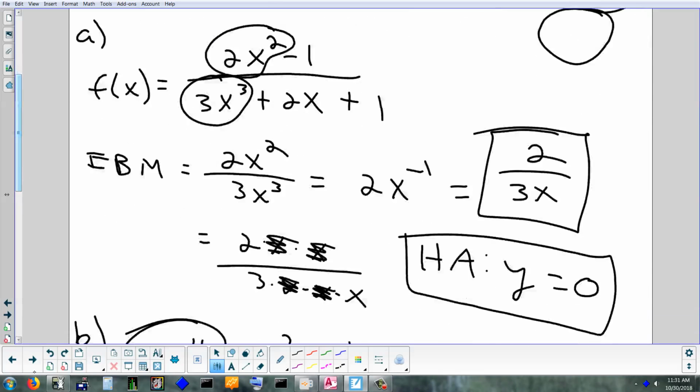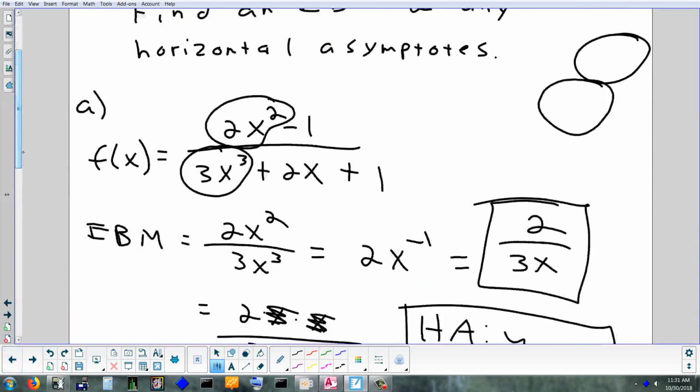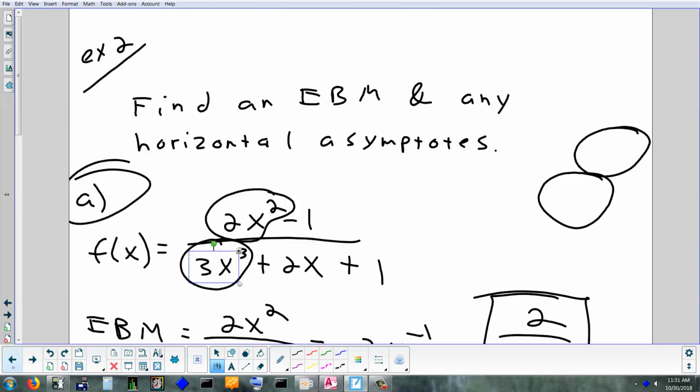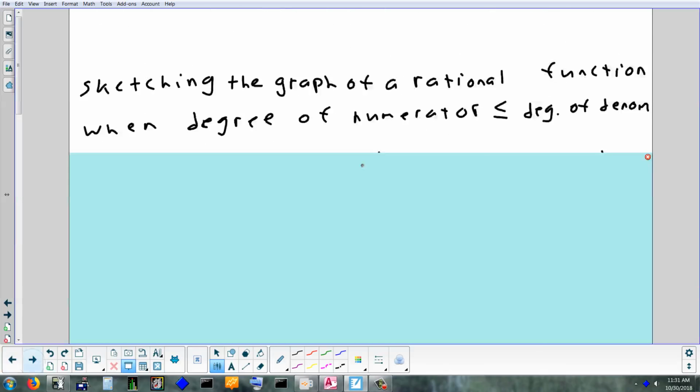So what we're going to look at today is the case where the degree in the numerator is less than the degree of the denominator, like it was in part A, 2 is less than 3, or the case where the degree of the numerator is equal to the degree of the denominator. That's what we did in part B. 4 and 4, they were equal. So those are the kind of graphs we're going to try to sketch.